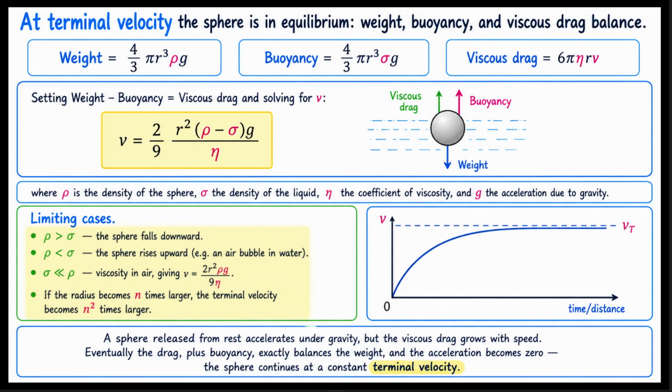Why does the curve rise steeply at first and then flatten? A sphere released from rest accelerates under gravity, but the viscous drag grows with speed. Eventually, drag plus buoyancy exactly balances the weight. Acceleration falls to zero, and the sphere continues at a constant terminal velocity v_t.